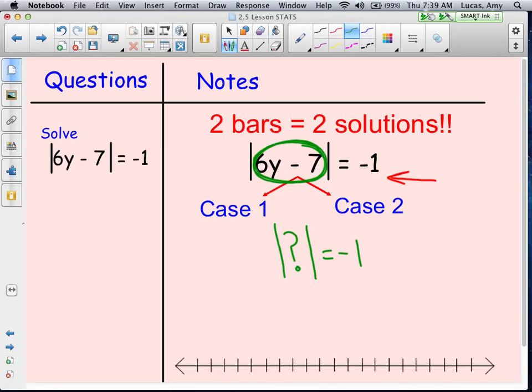No. Why not? Distance can't be negative. So what that means is there is no solution. Why? Because distance can't be negative. Distance can't be negative.